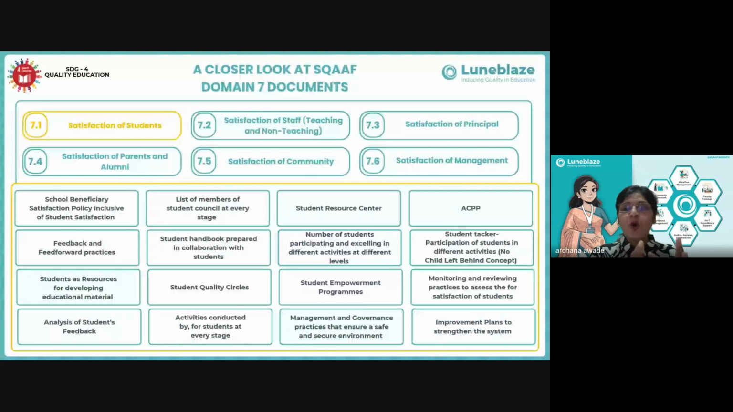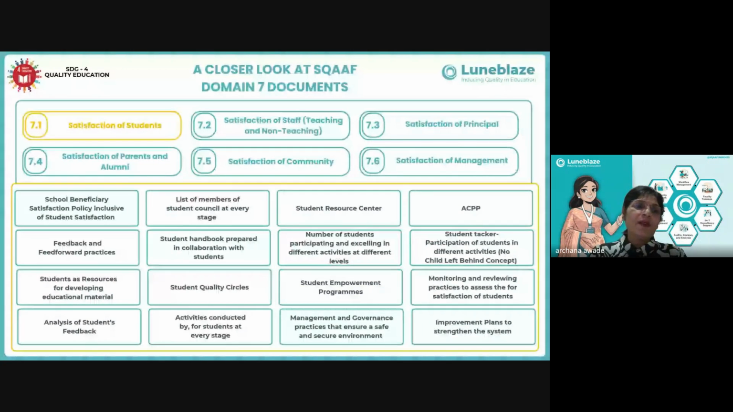So that's why documenting everything we are doing for the satisfaction of our students, similarly for the other stakeholders, will help you have documents in place that will help you take decisions in the future also. If these things are documented, it becomes a future reference for the leaders as well as the teachers in the school.